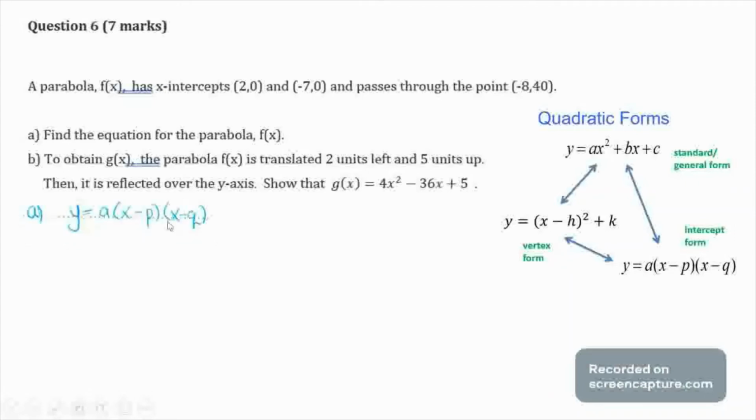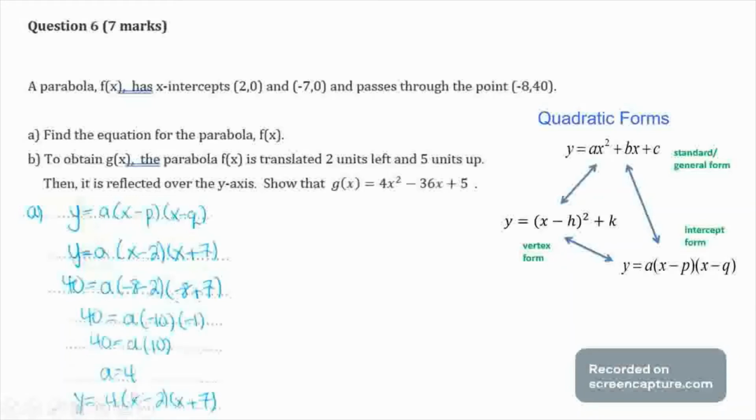So let's use intercept form, put these two values in there. So there's intercept form. Substitute for p and q the proper values based on this. Okay, it should be that. And then substitute the point you know. So 40 for y and 8 for x here and here, or sorry, -8. And now this will allow you to solve for a. So just change this to a number, divide 40 by that. Let's see. Okay, a works out to 4. So therefore our parabola is this. Excellent, that's a.